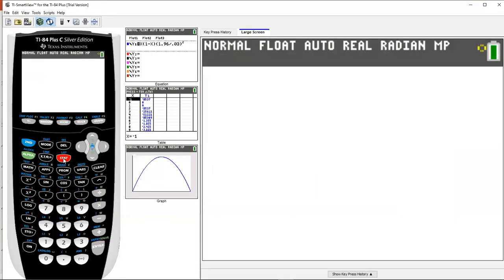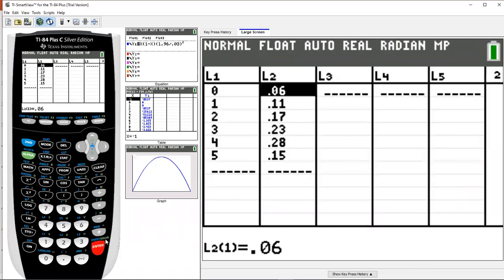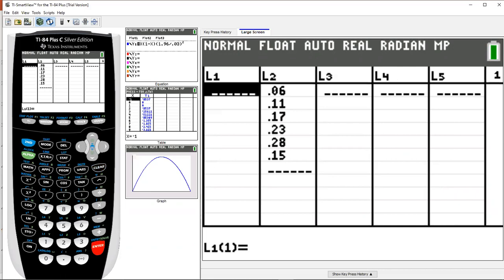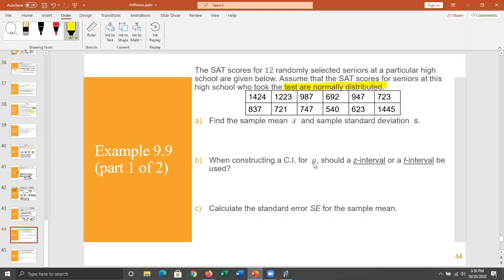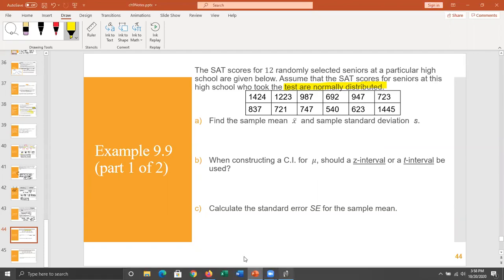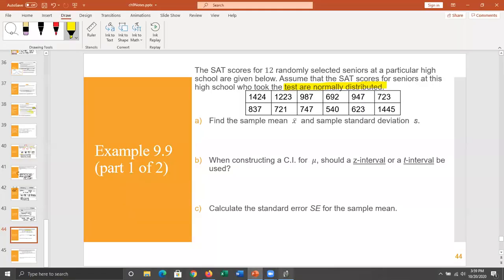So let's put this information into the calculator. We're going to do stat, I'm going to choose edit, and let's go over to list number 1 here. We're going to clear this, press clear, and then enter. Let's see, so what are our numbers? 1424, then 1223.